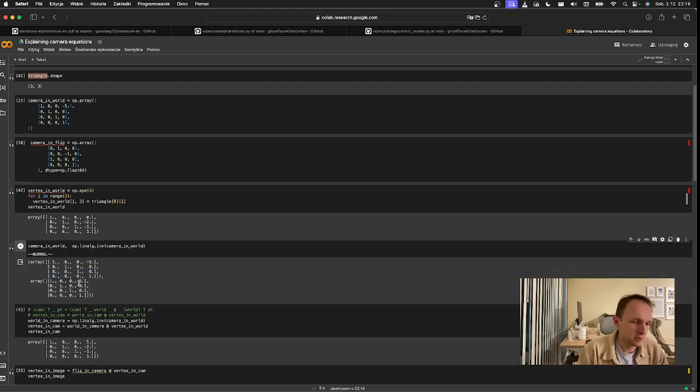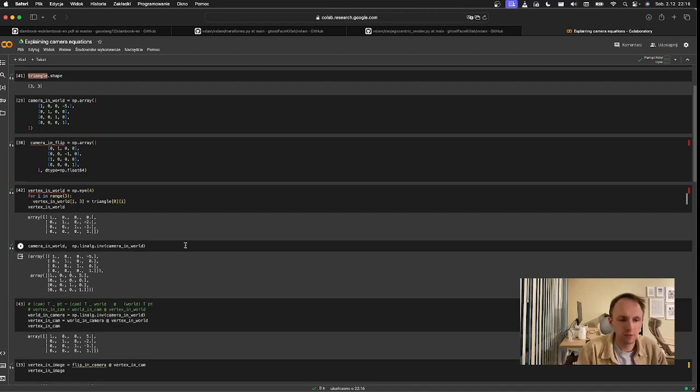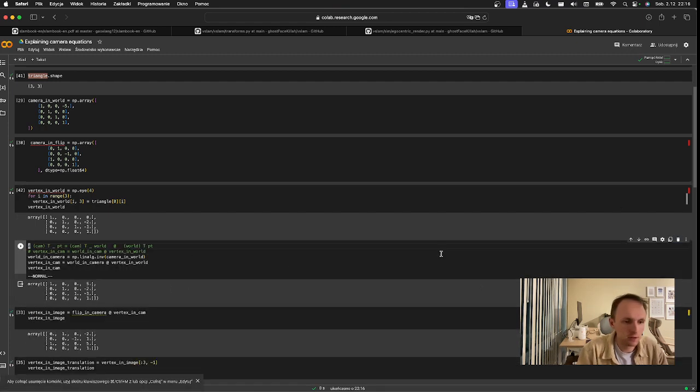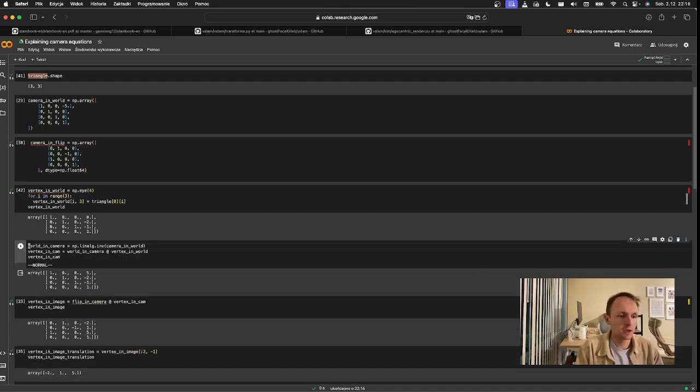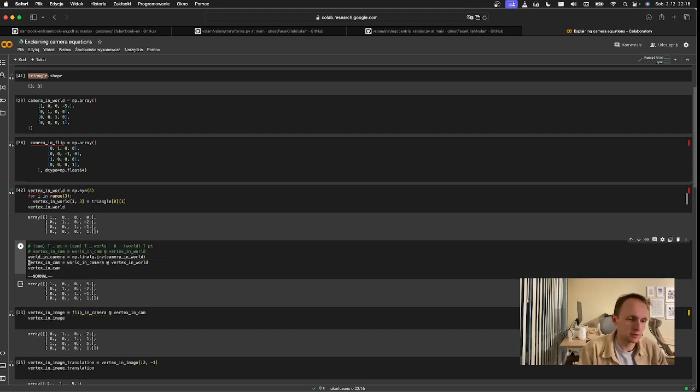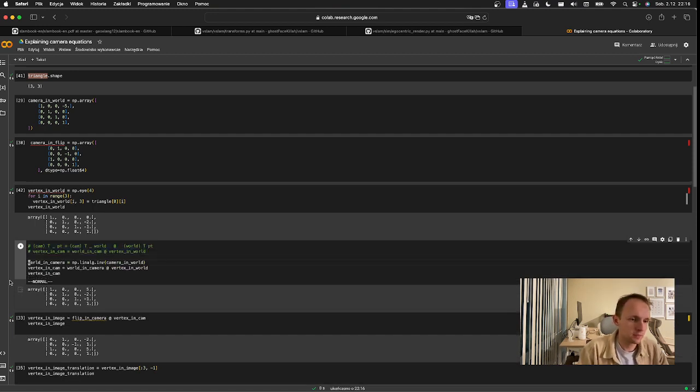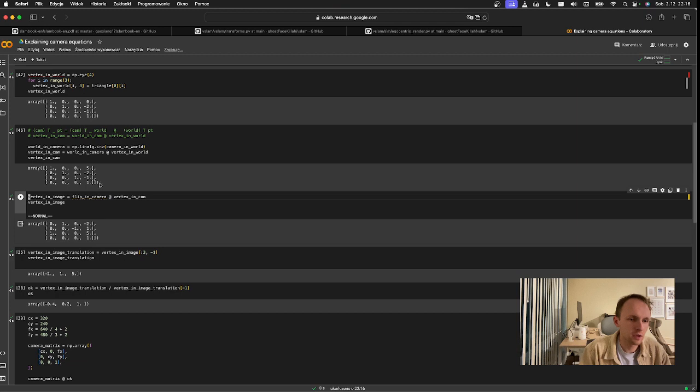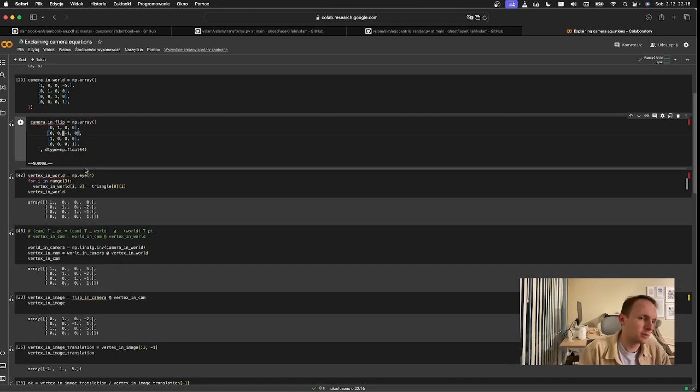Yeah, it flips this one, right? So as we have predicted on the piece of paper, we get the world in camera, and then we transform the vertex to the camera, and then indeed we get 5, minus 2, minus 1, right? And then like being careful about the coordinates.